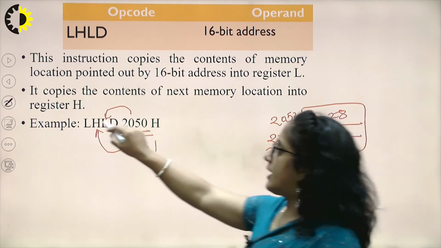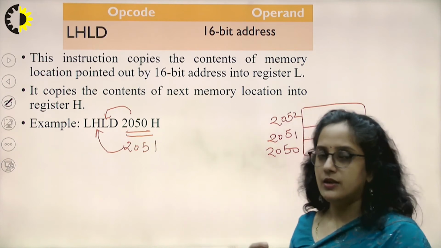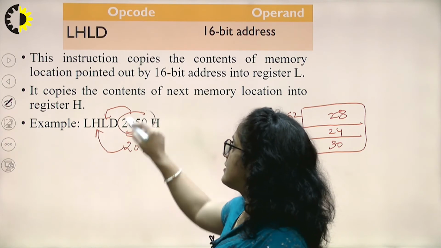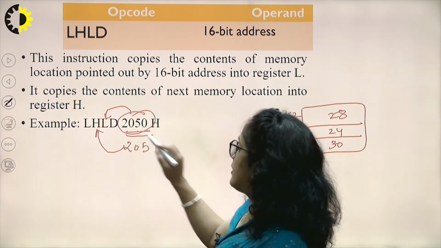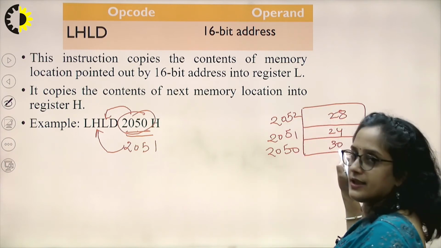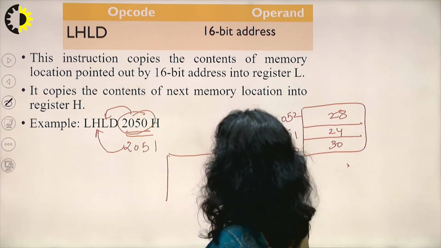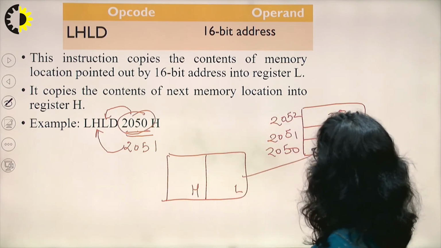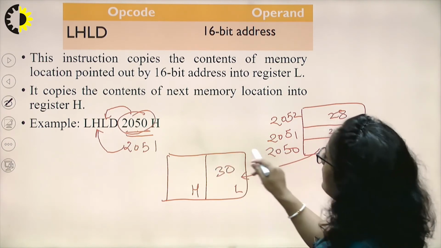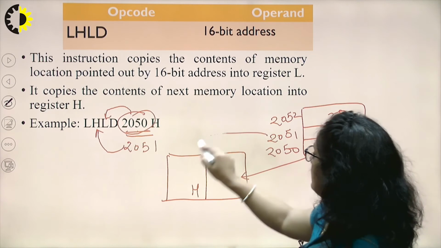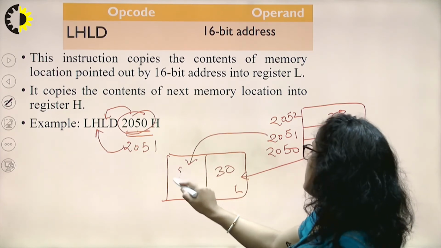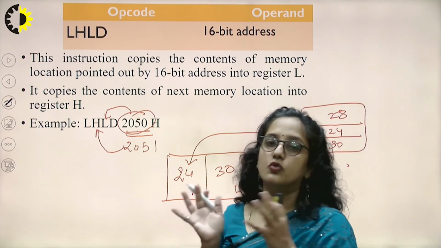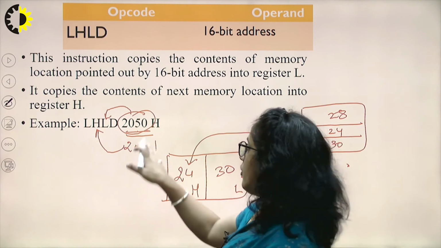Now when this instruction gets executed, means when the opcode is fetched, then the microprocessor comes to know that the next thing is to be considered as an address. Now at this particular address 2050, whatever the data 30, it will be stored in HL. So 30 will be stored in L, and from the next memory location, that is 2051, the data will be stored in H, that is 24. So if we have to copy content from memory location to the HL pair directly, we will follow this instruction.